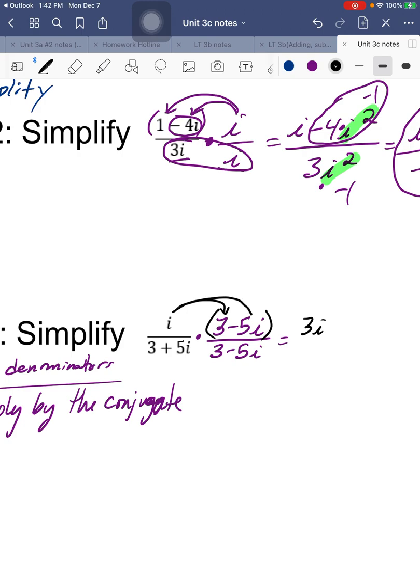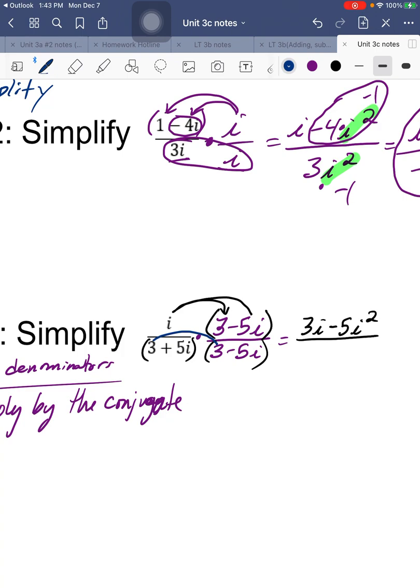5i or a negative 5i times i is a negative 5i squared. In the denominator, this is where it gets fun. We have a binomial times a binomial. So I'm going to change color so we have an easier time seeing this. You do 3, so first multiply. This is a FOIL, double distribution.